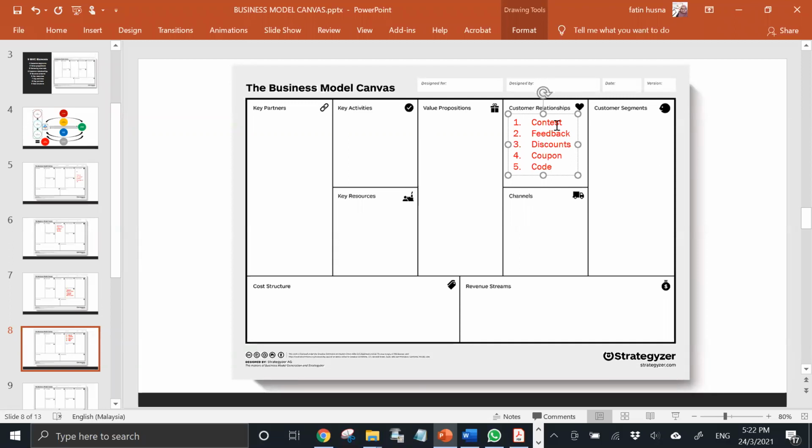But you can actually do some sort of contest as well. For example, like tag us, share. We will, for example, have a contest, and then tag, share. They tag and share your post, and then they will get something. Maybe you can do like buy one free one kind of thing. So this is customer relationship.